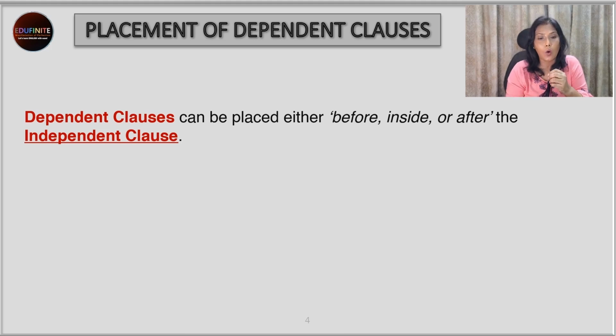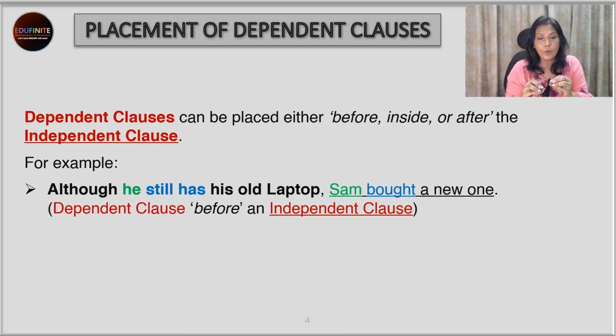Now let's look at how. For example, although he still has his old laptop, Sam bought a new one. So here, what are we doing? We are putting the dependent clause before the independent clause, because it starts with although, and as we've already done, he still has his old laptop. So this is a dependent clause, and Sam bought a new one is the independent clause. So the dependent clause over here is before the independent clause.